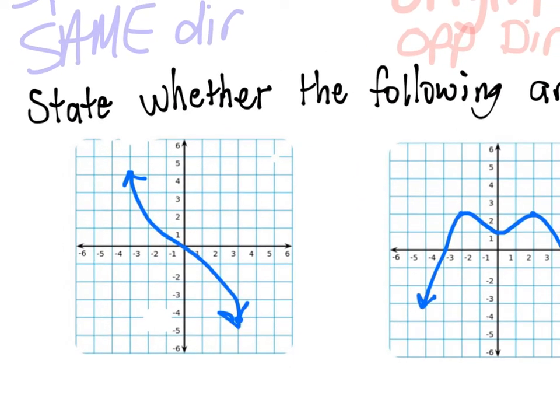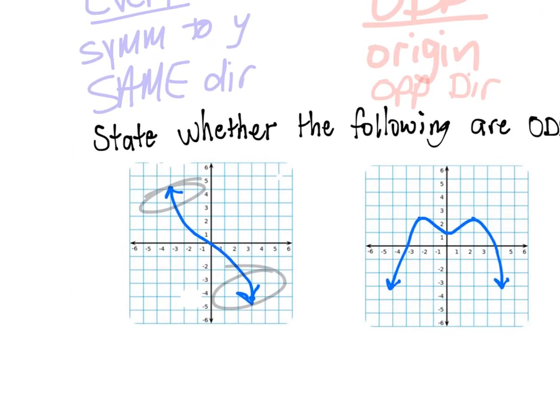Two things you got to look at: symmetry and the ends of the graph. Look at the ends of this graph. Are they in the same direction or opposite? Opposite. So if it's odd, what else has to happen? Got to go through the origin. Is this odd, even, or neither? It's odd. Good.